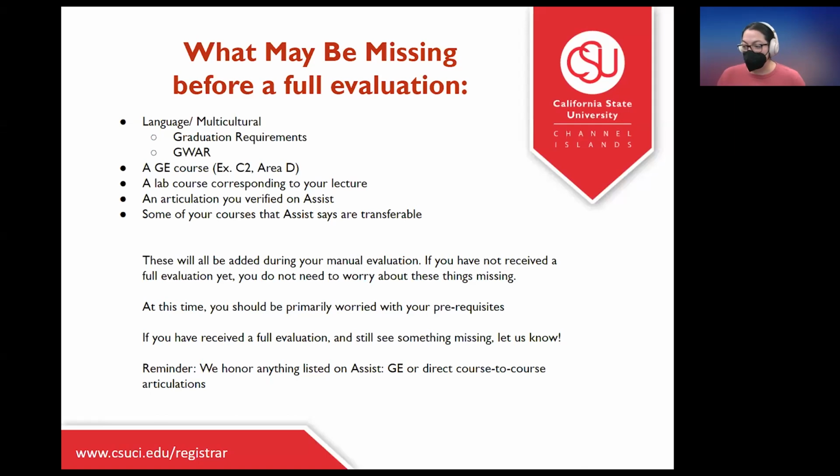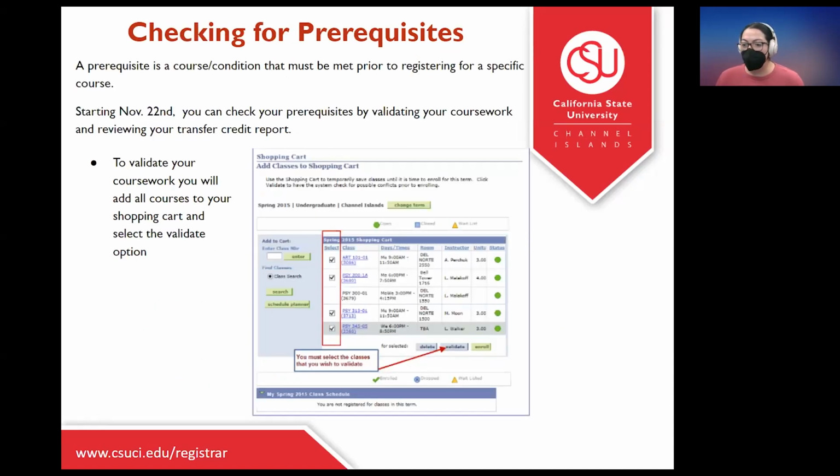So if you have not received a full evaluation, do not panic that these things may be missing. We want you to focus on your prerequisites right now. So if you need a course articulated in your transfer credit because it's a prerequisite for a course you're trying to take your first semester and it's not showing, that's when we want you to reach out to us, let us know, hey, I need this prerequisite articulated because I can't enroll in my courses. And if you already received a full evaluation, you still see something missing, again, let us know. And just another reminder, we honor anything on ASSIST and all articulations that are listed on there. And now I'll pass it on to Melissa, and she's going to be talking more in detail about prerequisites.